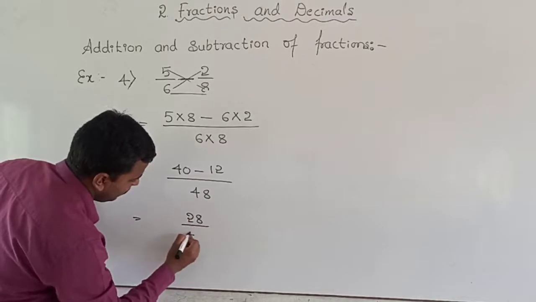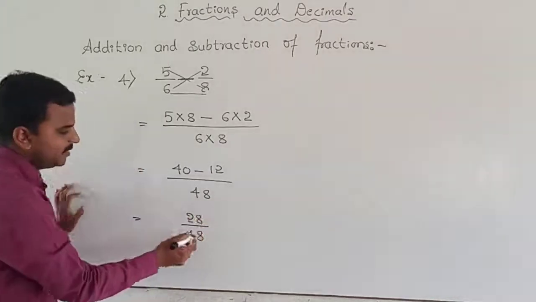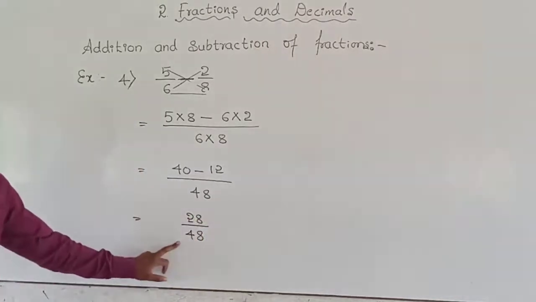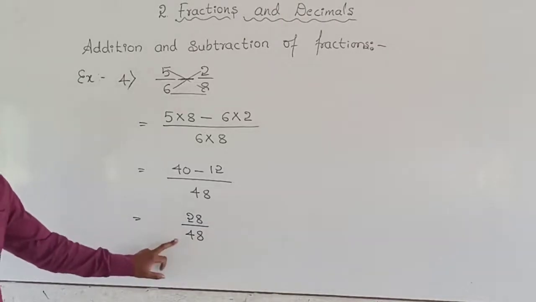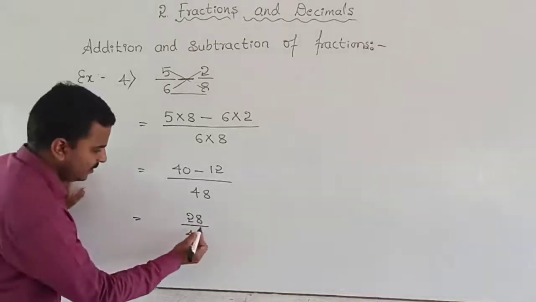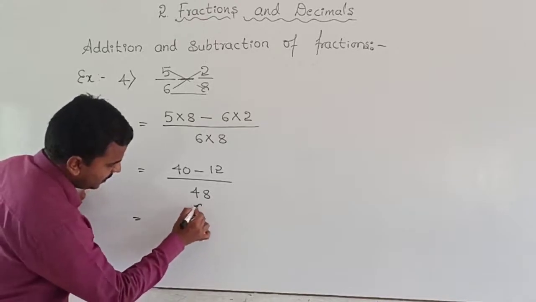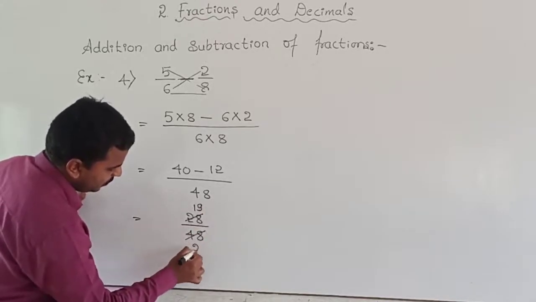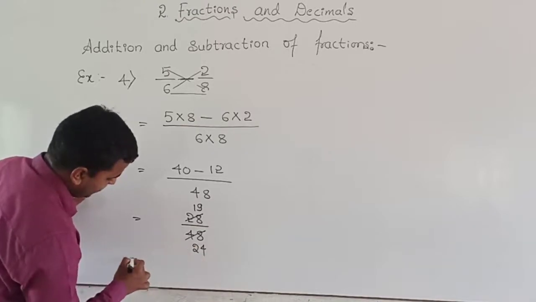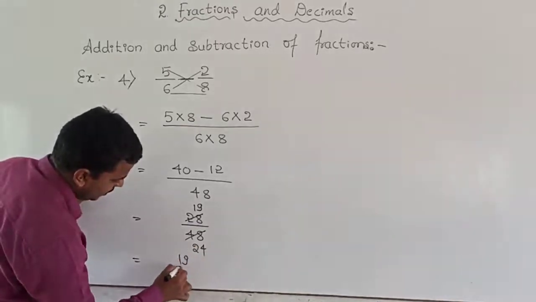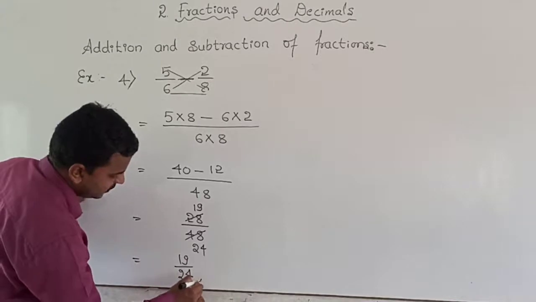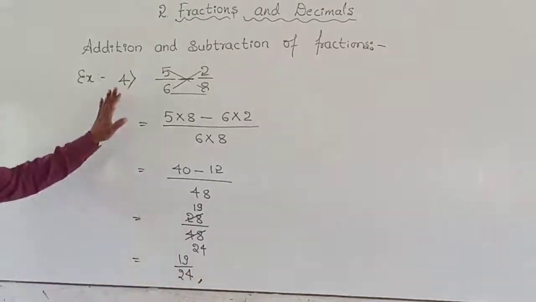28 divided by 48. Next, both the numbers are even numbers, so they are divisible by 2. You can cancel these two by using 2. 2 19s are 38, 2 24s are 48. Our answer is 19 divided by 24. This is the answer for this fourth one.